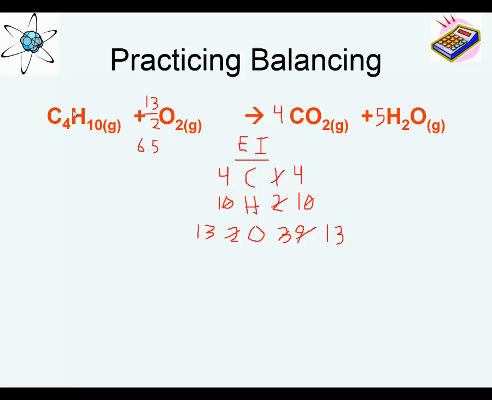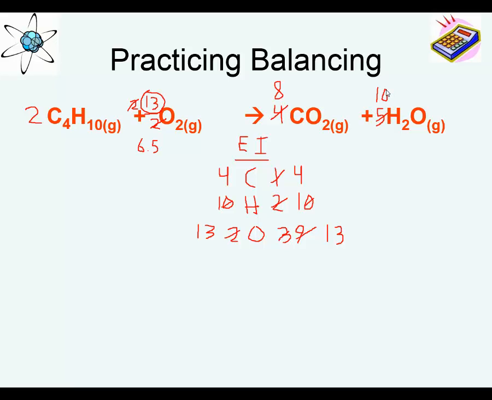So I multiply all my coefficients by 2, so I get 2 butane molecules. If I multiply 2 times 13 halves, the 2's will cancel. I end up with 13 for my coefficient in front of the diatomic oxygen. I get an 8 for my coefficient in front of carbon dioxide. I get a 10 for my coefficient in front of water.